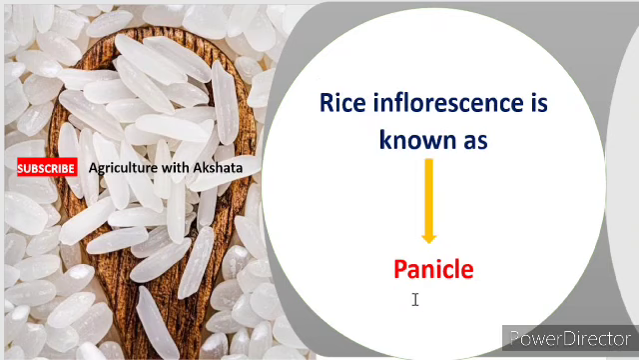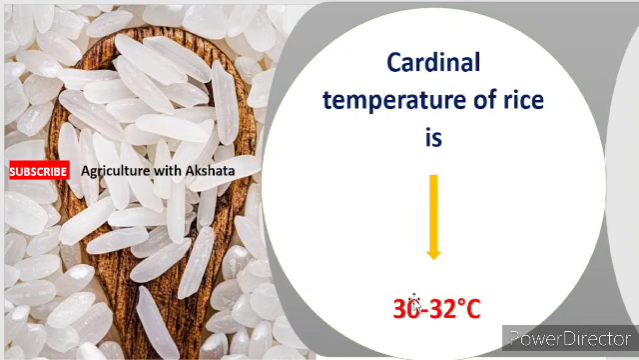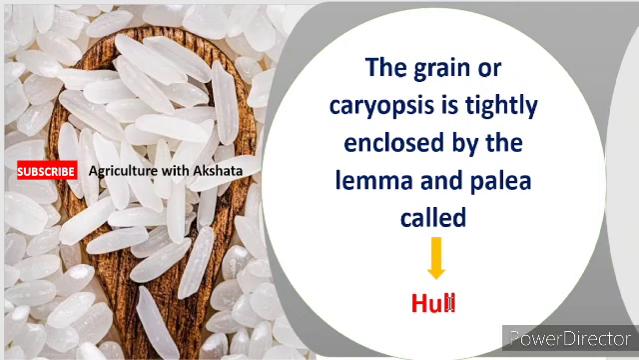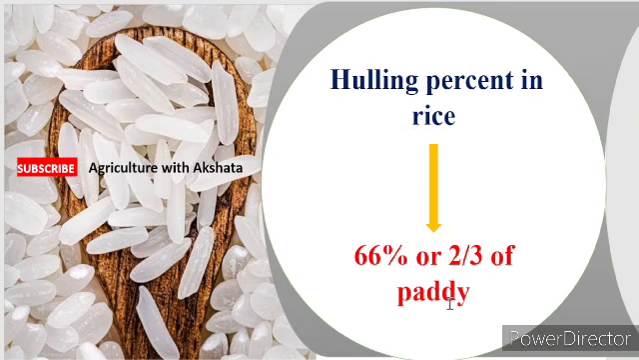Rice inflorescence is called panicle. The cardinal temperature required for rice growth is 30 to 32 degrees Celsius. The grain or caryopsis is tightly enclosed by the lemma and palea, which is called hull. The hulling percentage in rice is 66% or 2/3 portion of the paddy.